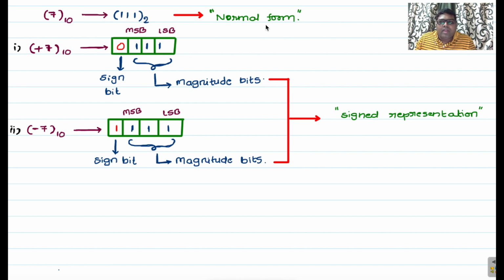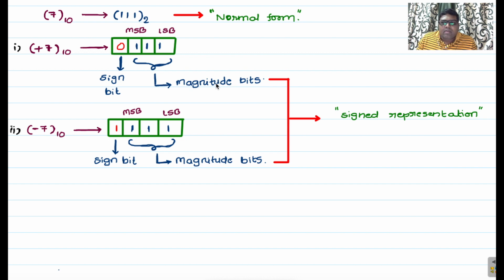Whenever we have to represent negative numbers, we have to use the signed magnitude form, otherwise the complement form. We can use two ways: one is the signed magnitude form, and the second one is the complement form. So this is a signed representation.